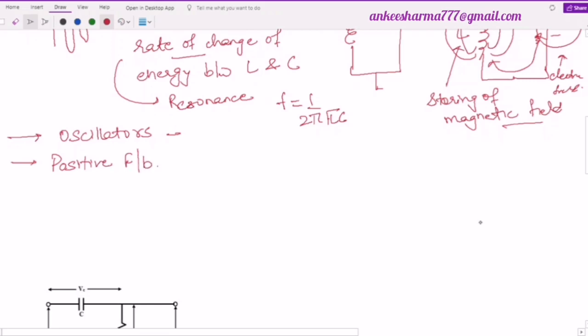Now positive feedback means we are giving something from the output back into the input, and that is being added to my initial input. So if I draw another block, this is one block where I am giving an input. I will use a summation here. This is my adding signal, right? This is an input V in, and I am giving it to, for example, an amplifier with gain A. Then definitely I will get an output which is equal to A times V in.